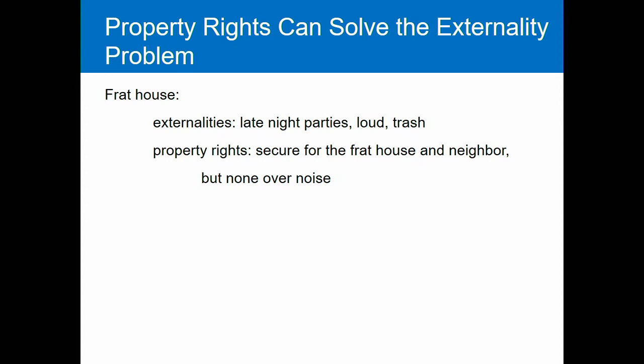And I think when we try to think about it, it's very difficult to imagine how you would have property rights for the noise.